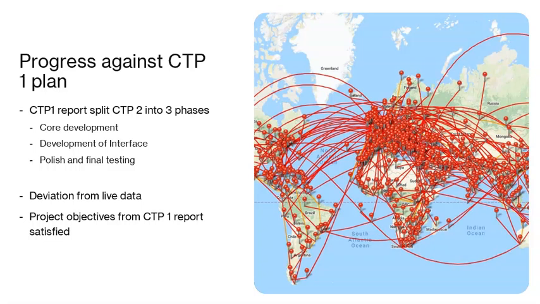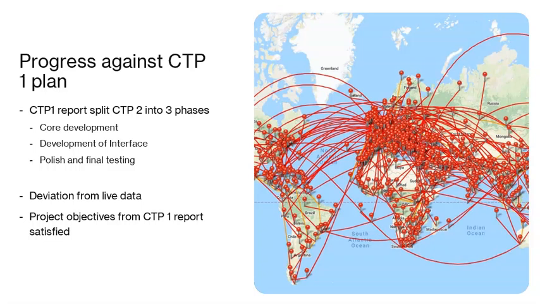The deviation from the original plan was that CTP1, like I mentioned before, was leaning towards using live flight data. That goal was unfortunately not met, but during my first phase I realized the right thing to do was to stick to static data, the static OpenFlights CSV. The reason being, live data would have added a lot of scope creep, and it didn't really improve the algorithm or the demonstration that much, if that makes sense.